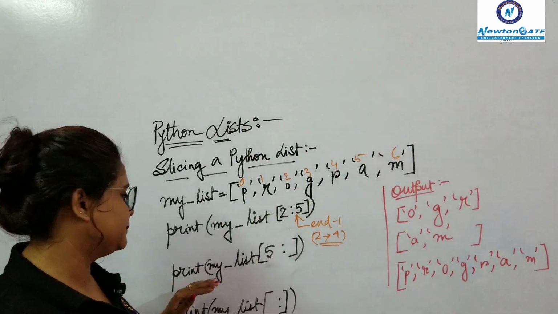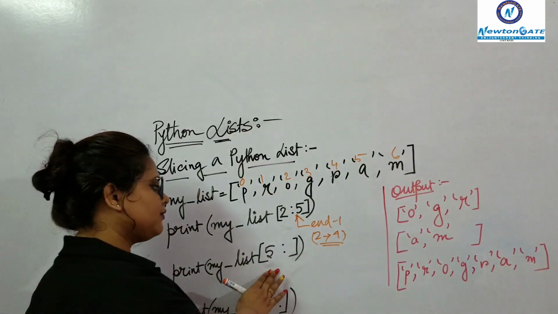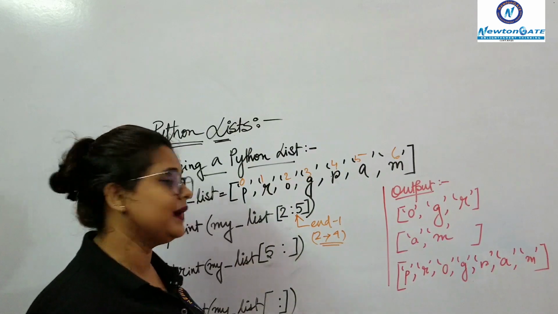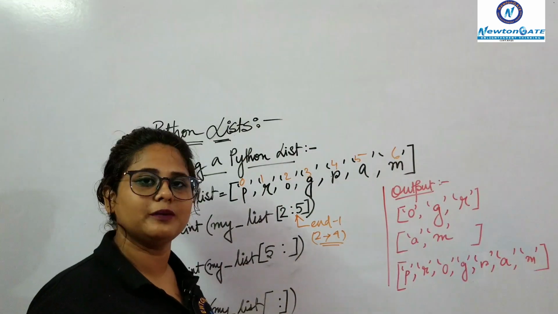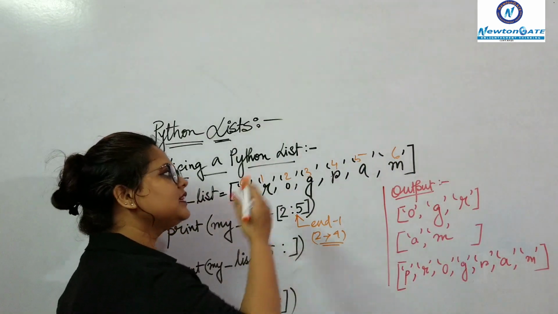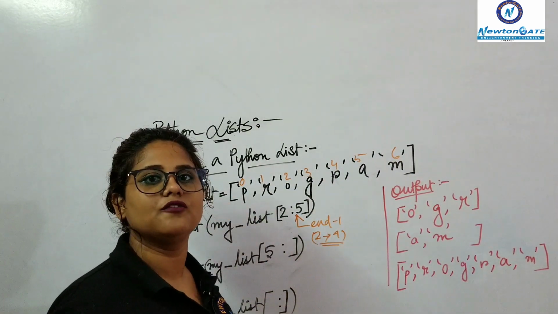See this print statement, print my list 5 is given, that means my start index is given, but I have not specified my end index. So what will be my output? My output will start from the start index and continue till the length of my list.